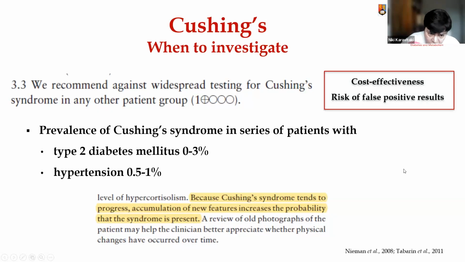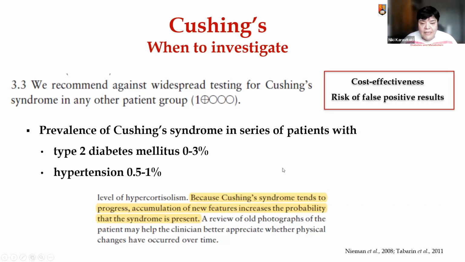And just two numbers which I have found interesting. If we look at patients with type 2 diabetes mellitus, the prevalence of Cushing's in this group is between 0 to 3%. And in people who have hypertension, the prevalence of Cushing's is less than 1%.